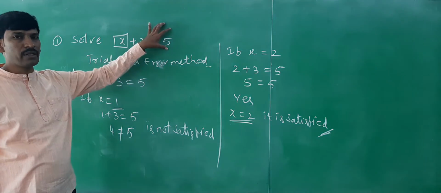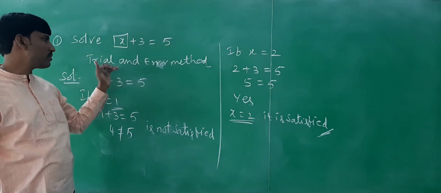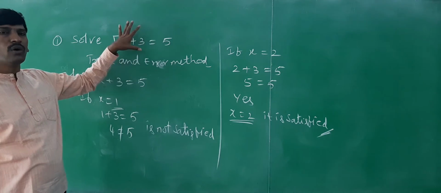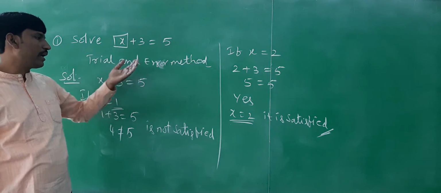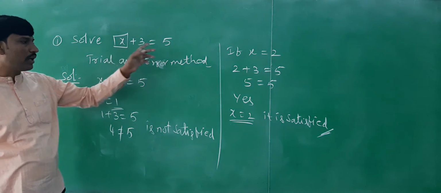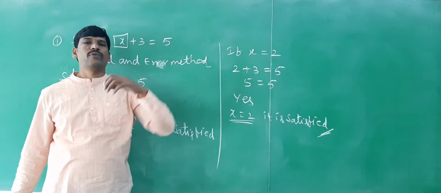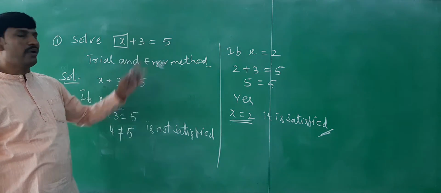So by using trial and error method, this is one type of method we can solve the given equation. There are so many methods. First one is trial and error method. By using it, we can find out the value of the variable x, by substituting x equal to 1, x equal to 2, x equal to 3. If a value satisfies the given equation, that is the value of the variable x.